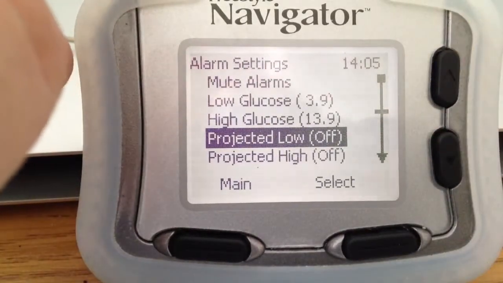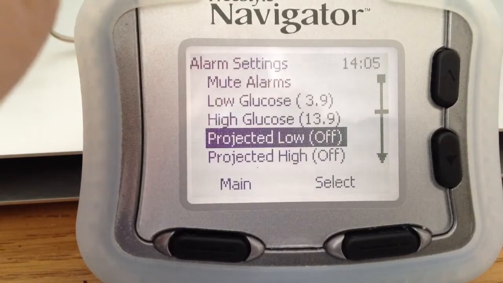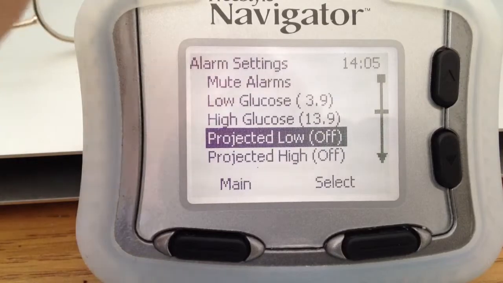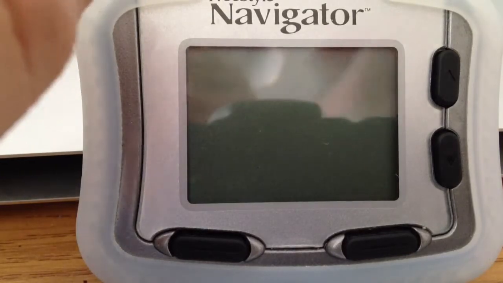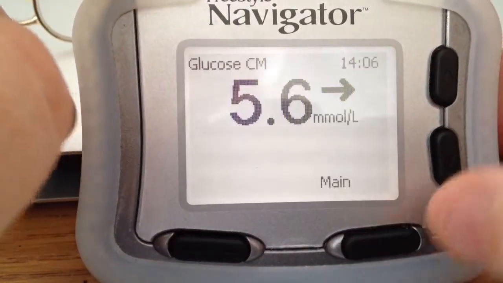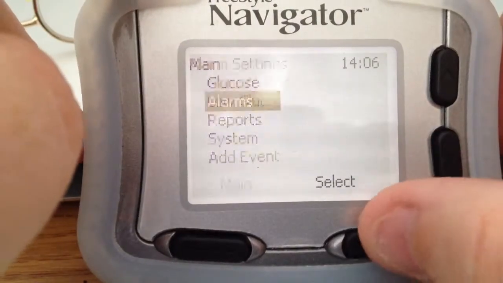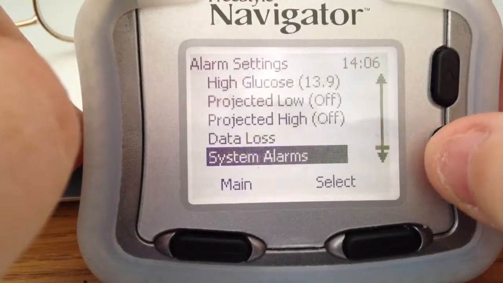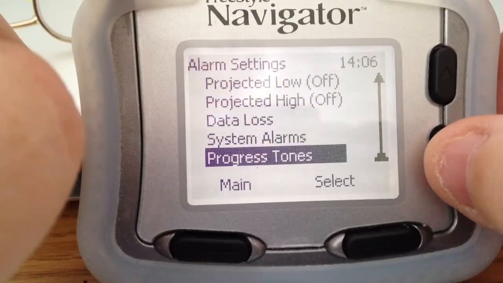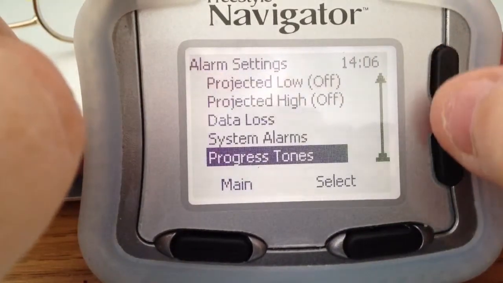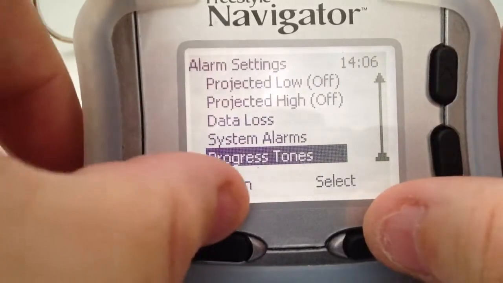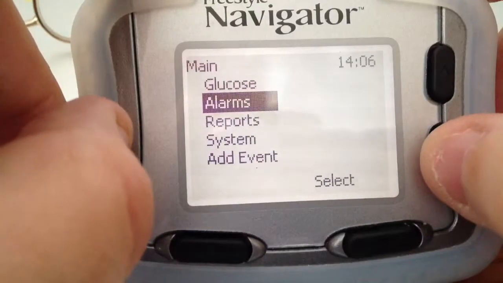They tend to be pretty good in the daytime, although they tend to nag you a lot, so I tend to turn them off, because at night I do find that the alarms get a little bit annoying and continually try to wake you up. You can also get alarms for data loss, system alarms, and progressive tones as well. You can set these preset tones.